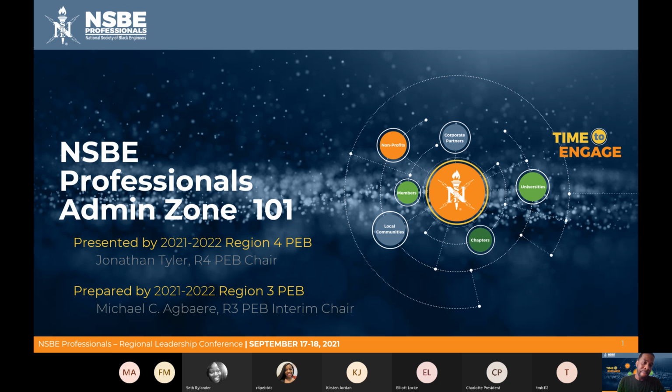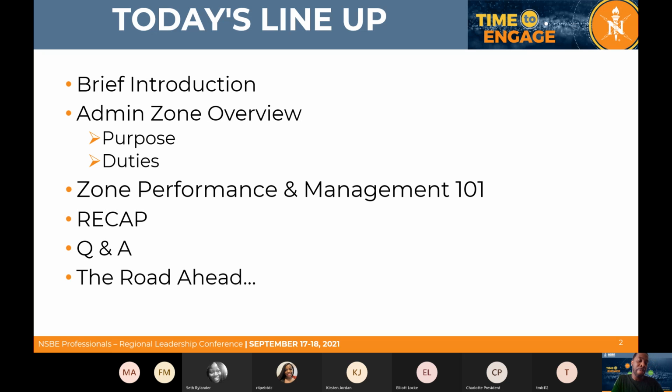So let's get started. Today's lineup: we just went through a brief introduction, then we'll go over the admin zone overview, so purpose and some duties. Then we'll go through zone management, zone performance and management 101. Then we'll do a recap. And then if there's time, we'll do some Q&A, and then talk briefly about the road ahead.